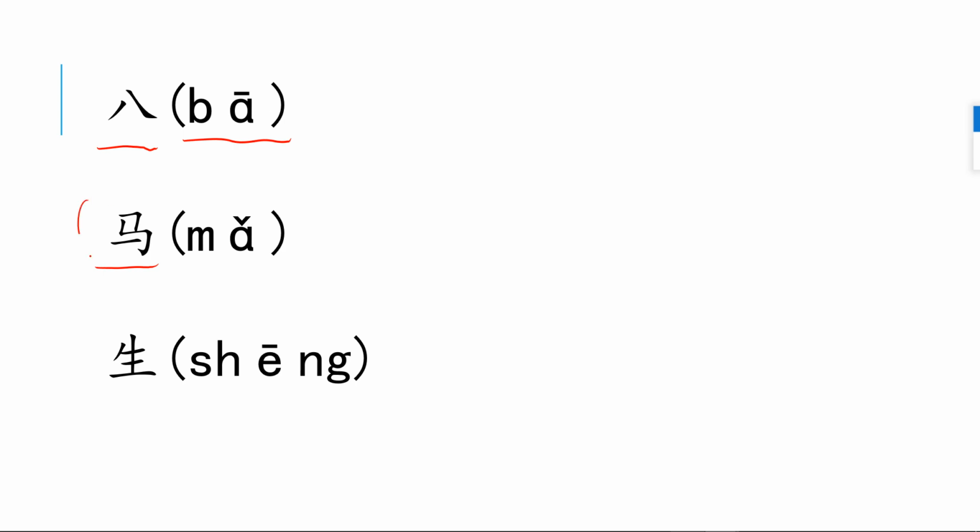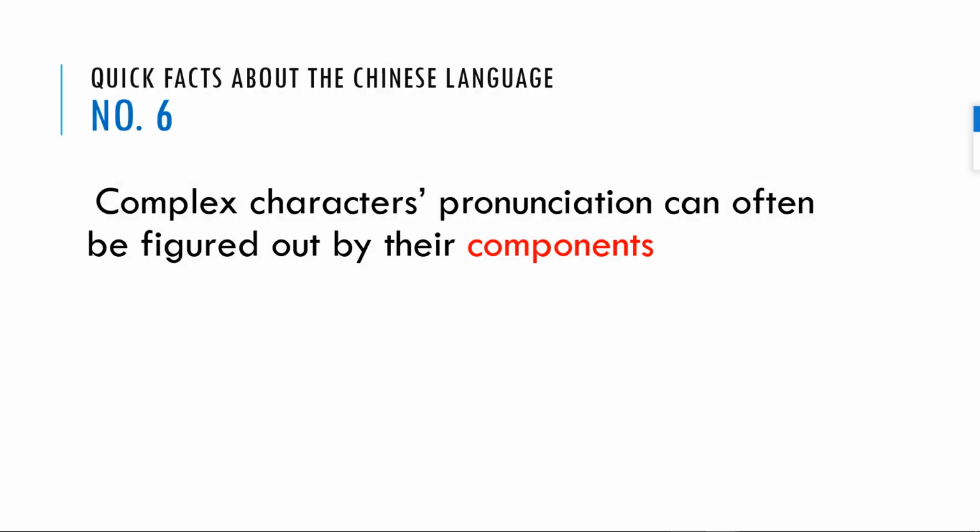The next one. Okay, actually, I don't know if you have noticed or recognized, it actually depicts a horse. It means a horse. So the pinyin sounds ma, ma. So a horse. Okay. Next one. Sheng means to be born or to give birth to. Alright, sheng. Alright? Next one.